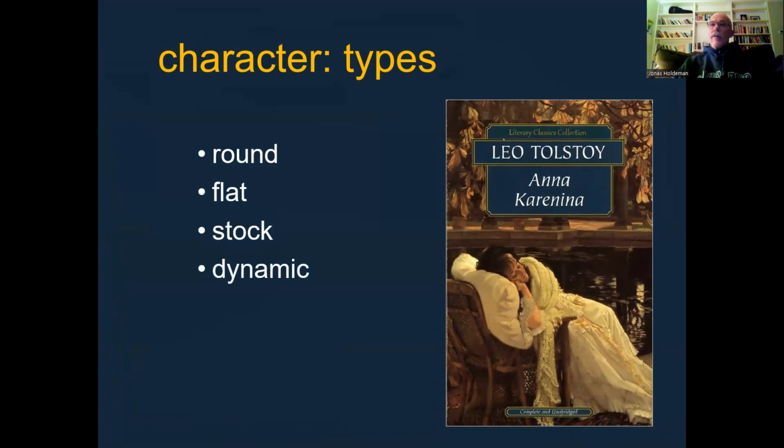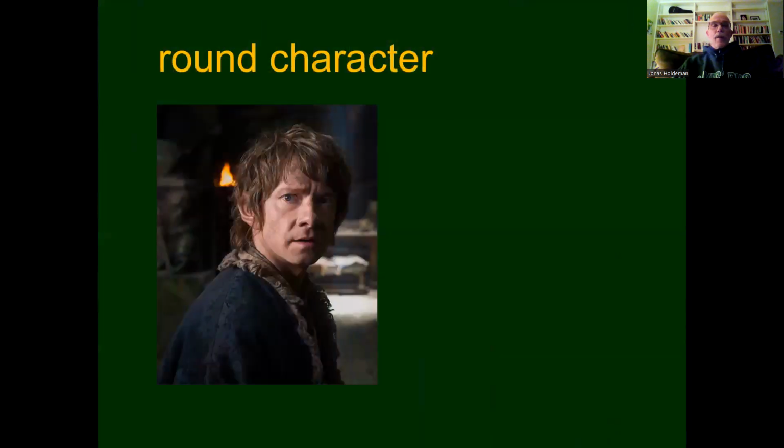And then we're going to talk about the various elements relative to characters and the way they change or don't over the course of a work of literature. So we have dynamic and static. Okay, so let's talk first about round characters.